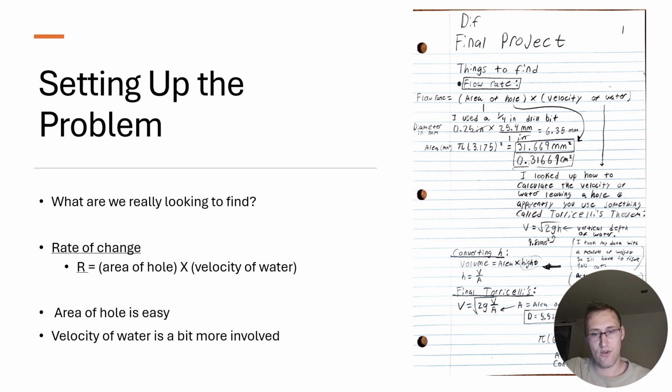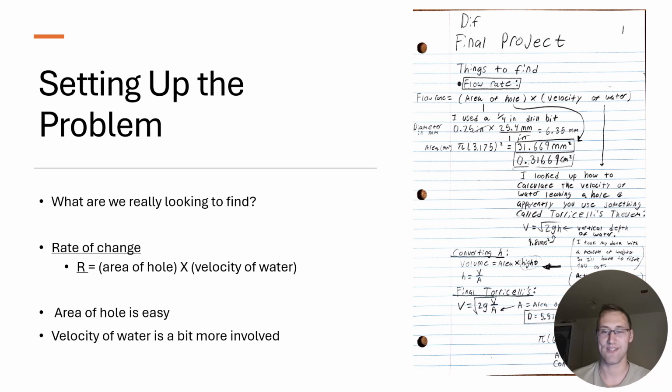So finding the area of the hole is pretty easy. I ended up making an oopsie when I converted from millimeters squared to centimeters squared. Instead of dividing by 100, I divided by 10. Kind of a classic blunder there, but we ended up getting it fixed after struggling for a little while. So I say it's easy, but apparently not that easy.